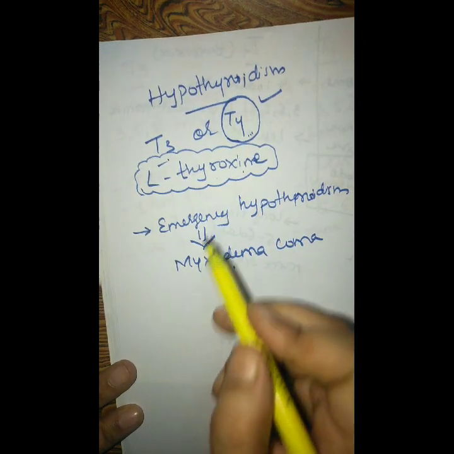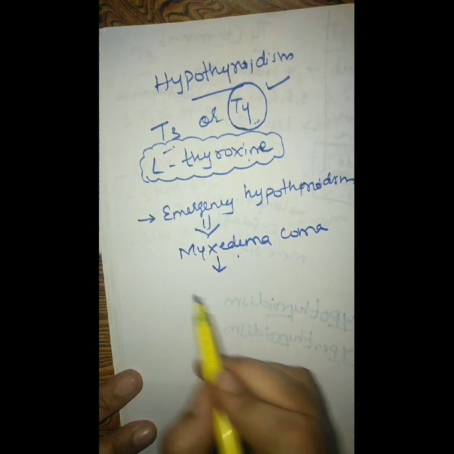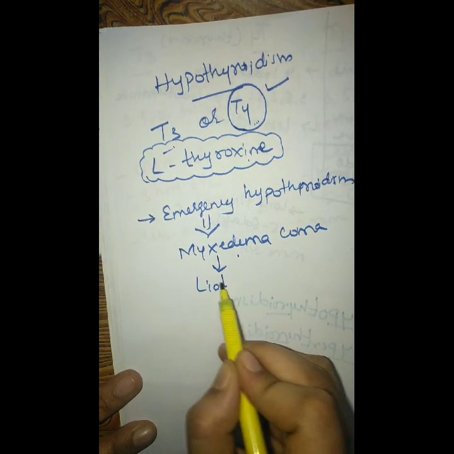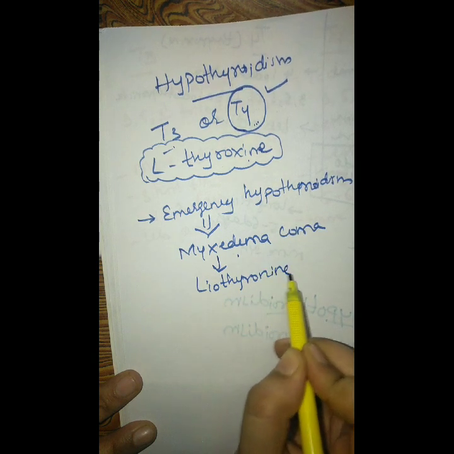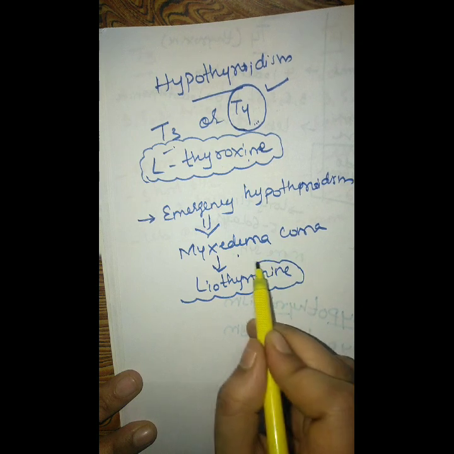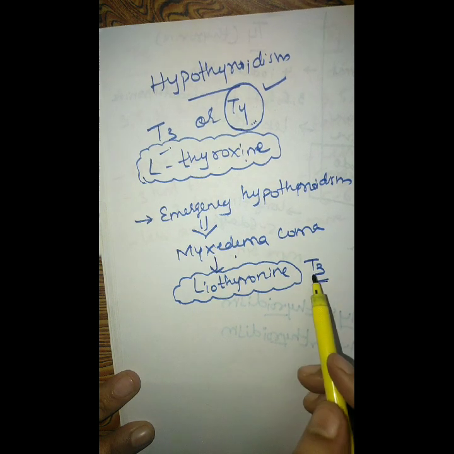So the drug that contains T3 is liothyronine. Liothyronine basically contains T3, and T3 is very much active. So we require T3 when there is some kind of emergency condition like myxedema.